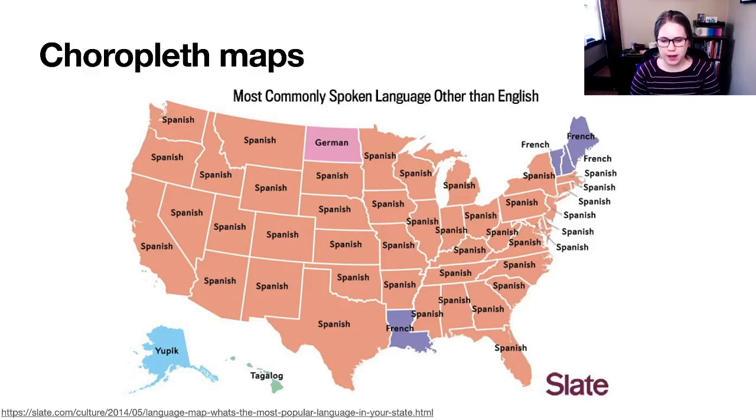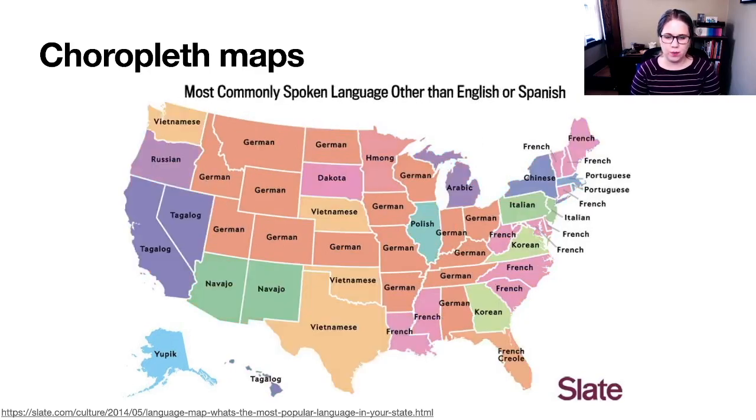So choropleth maps take a polygon, and a really common one would be the states in the United States, and then they color the polygon according to the value of some variable. So this is a map which shows the most commonly spoken language other than English for every state in the United States. And as you can see, in most states, that language is Spanish.